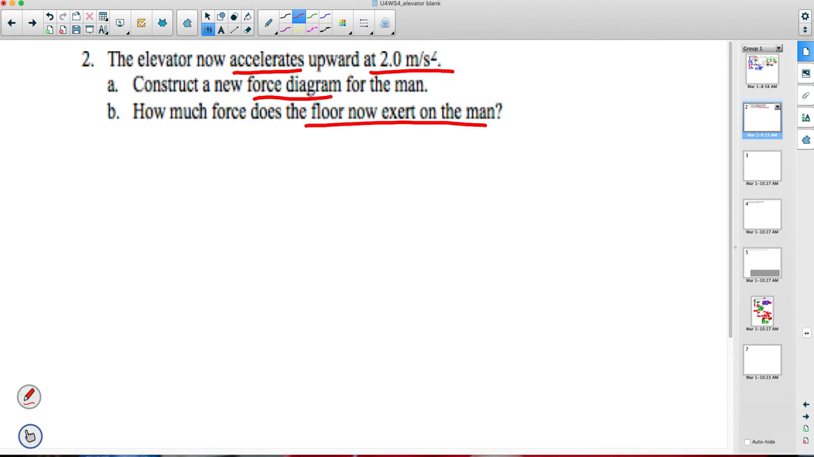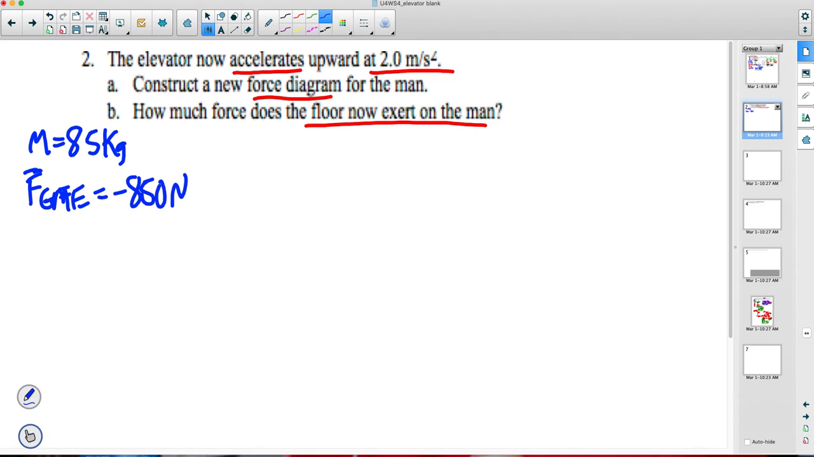So again, we need to start with the given information. Because we knew the mass of the man was 85 kilograms, and because this is the same man, it's on the same page and everything, we can go ahead and write down that his weight, force of gravity on the man by the earth, is negative 850 newtons, because we just calculated that. But in here, we now know that the acceleration is 2 meters per second squared.